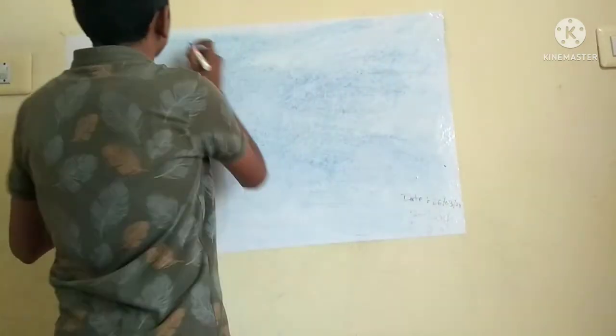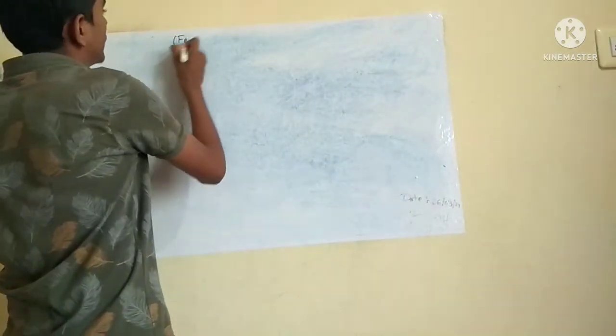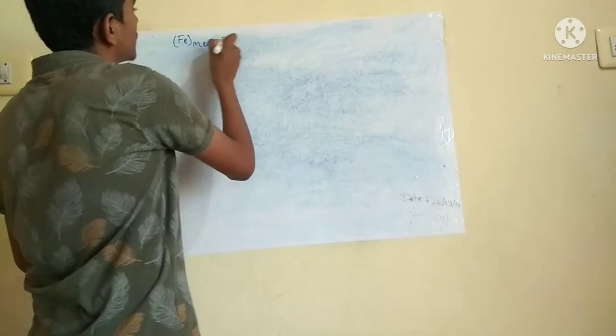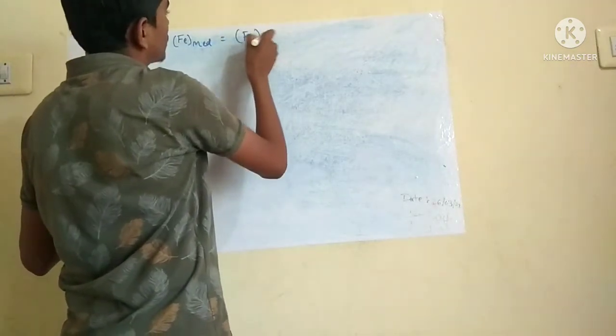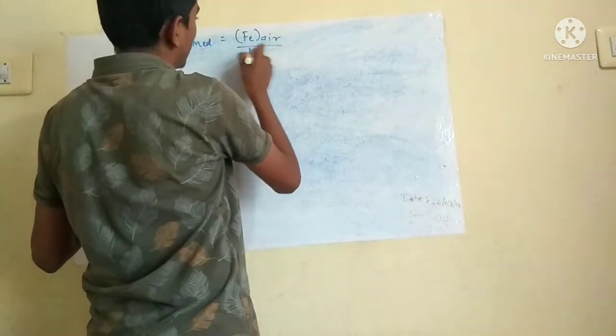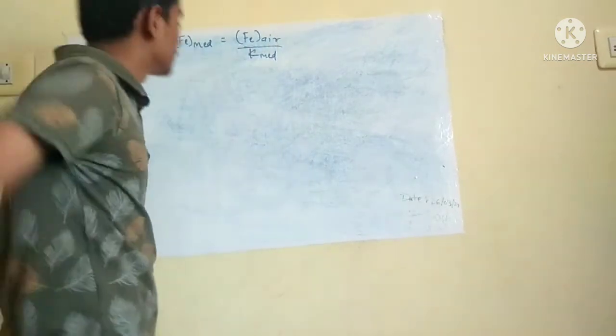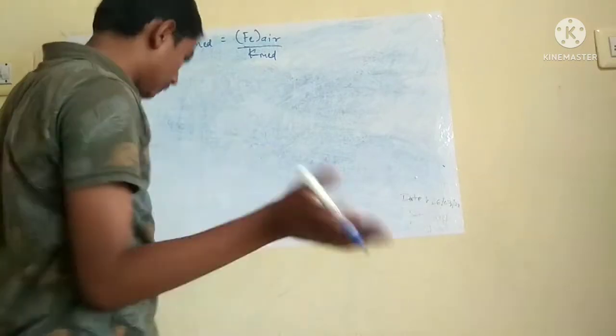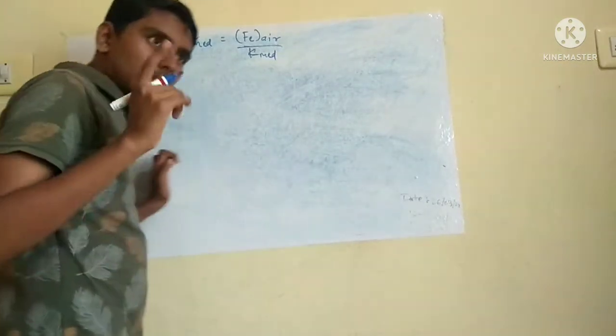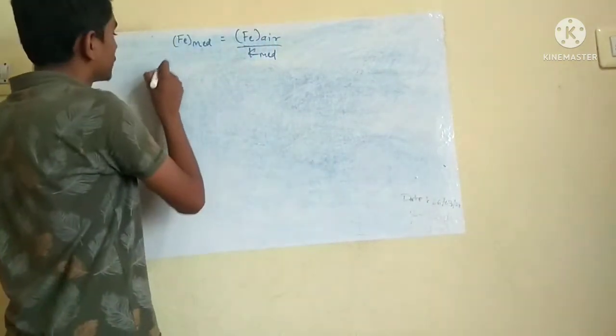Now what I said, the electrostatic force in any medium between two charges will be equal to the electrostatic force in air divided by K of that medium. What is this K? Dielectric constant. Now how this formula came, I will derive now. See. Now another term comes. What is that? Relative permittivity.